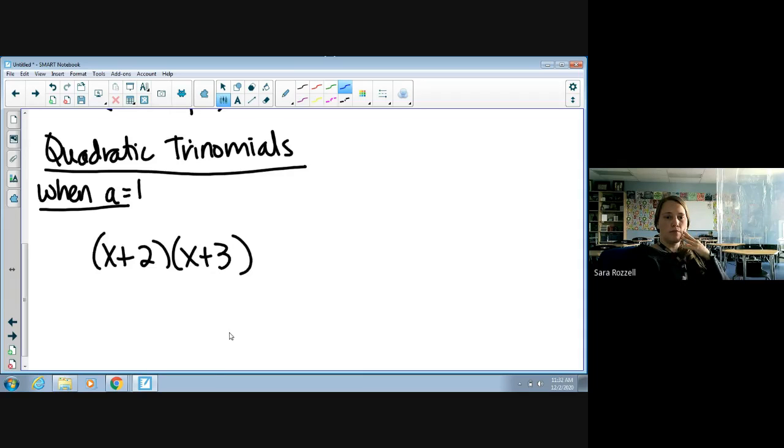Before this, remember if you have 2 terms and 2 terms, do you guys remember how to distribute? You start with your first x and you multiply it times everything in the second set of parentheses. So we're going to do that first. So x times x is x squared. And x times 3 is 3x.